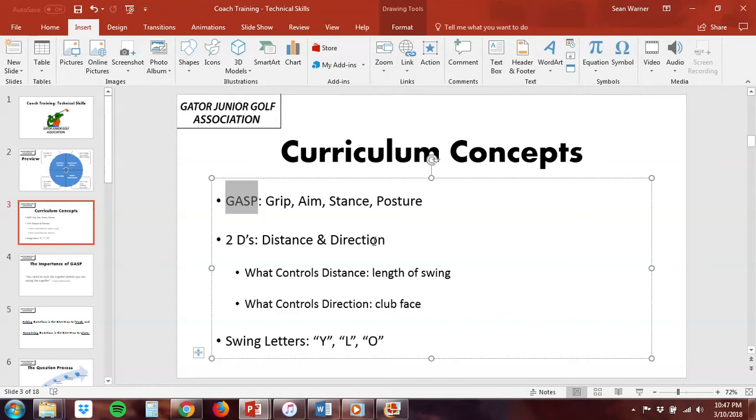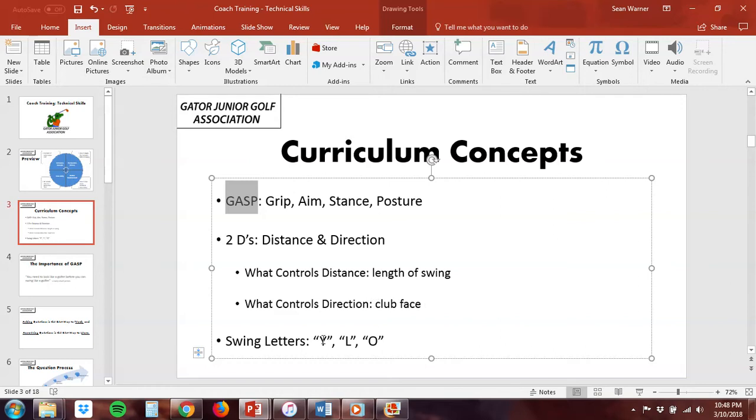The two D's are distance and direction. A golf shot can be summarized in two ways: how far it goes, and where it goes, left or right. What controls our distance? The length of our swing. If we make a long swing, it goes far. If we make a short swing, it goes short. It's really just as simple as that. And the clubface controls where the ball goes, so where the face is pointing.